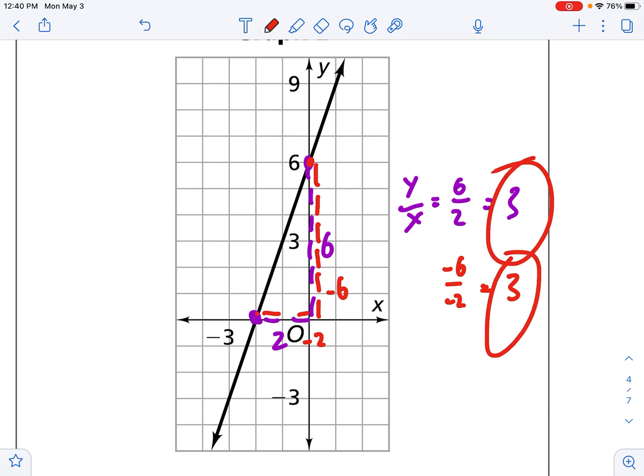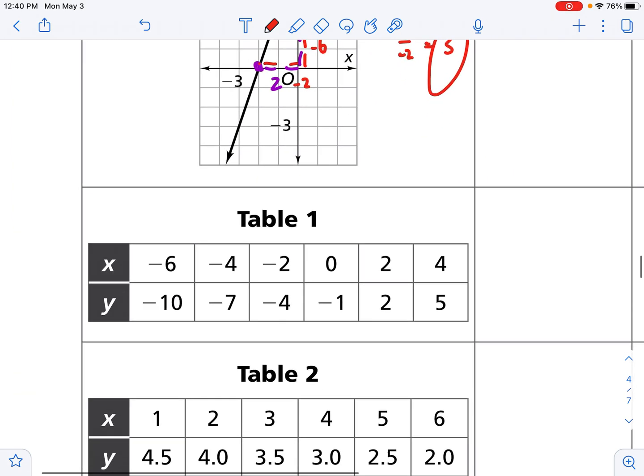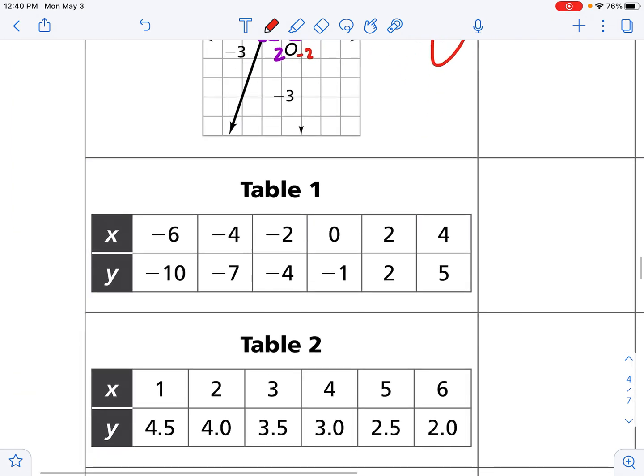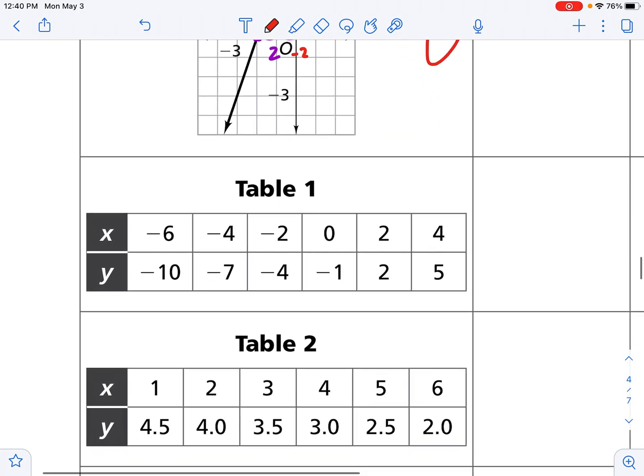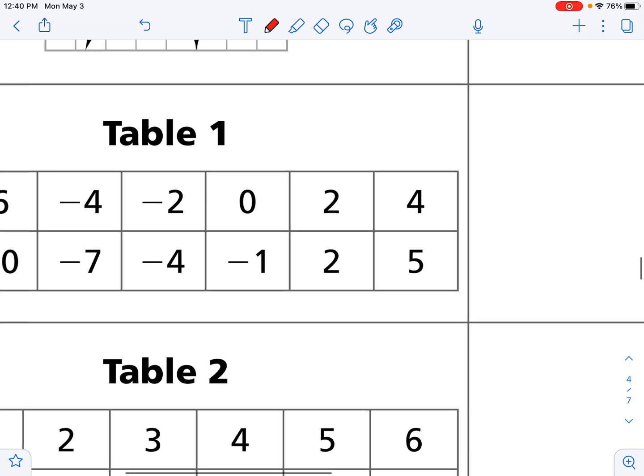But this is my slope. Now your slope won't always be a nice whole number. Sometimes it'll be a fractional amount, which I think happens in these tables. So let's look at these tables. Now the graph was nice because you're going from one point to the other, but keep in mind on this table, these are all points, and we're going from one point to the other.